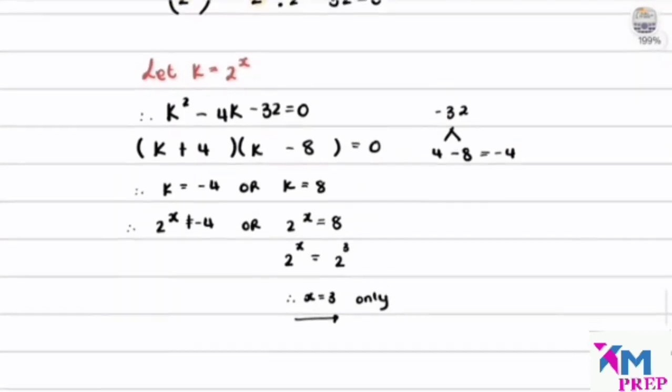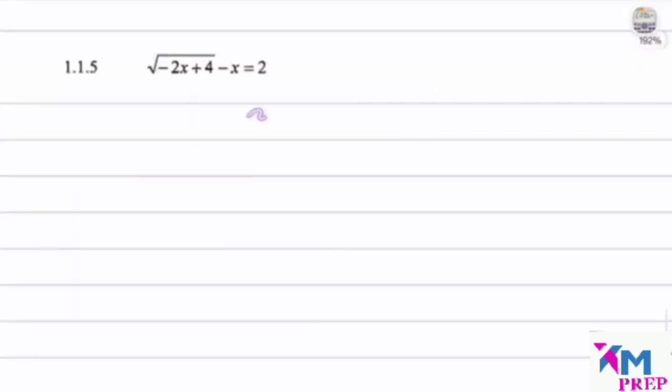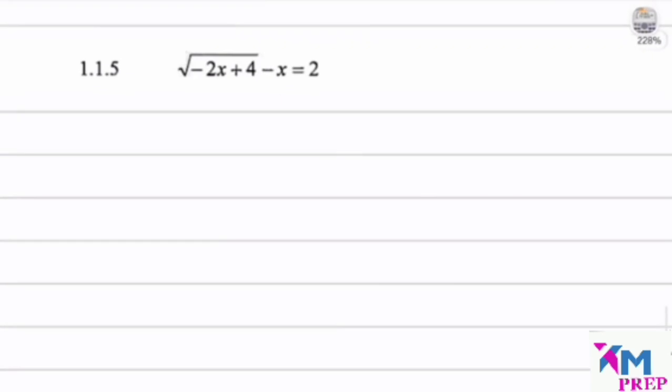And that is the answer to that question. Question 1.1.5, we are given an equation and you can see that there is a surd in this equation and we need to solve for x. Okay, so straight away we can see the major problem here would be this surd. We need to get rid of it.